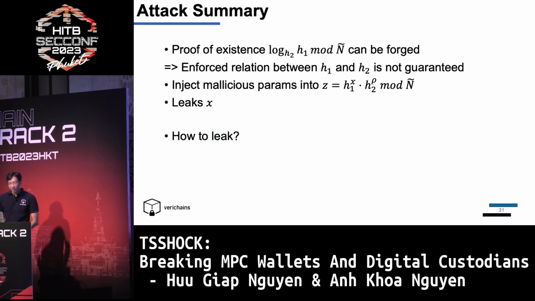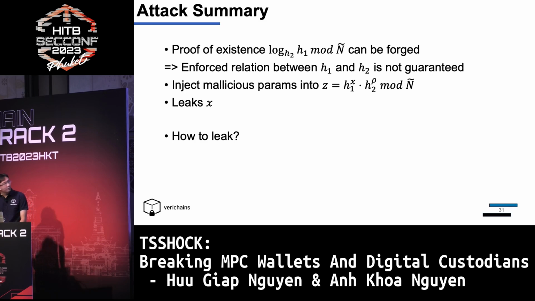So we have the attack summary here. The proof of existence can now be forged, which means that the enforced relation, that H1 must be H2 to the power of some E, is not guaranteed anymore. This means that we can inject malicious parameters into this formula z equals h1 to the x multiplied by h2 to the rho mod n tilde, and if we tinker with those values, we can leak x. Now, how do we leak x?